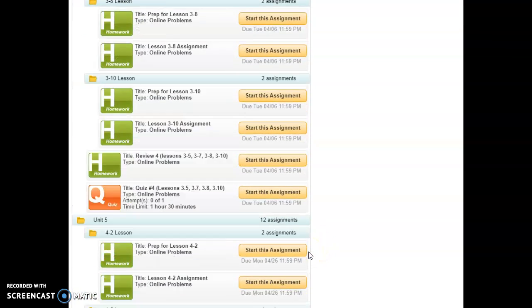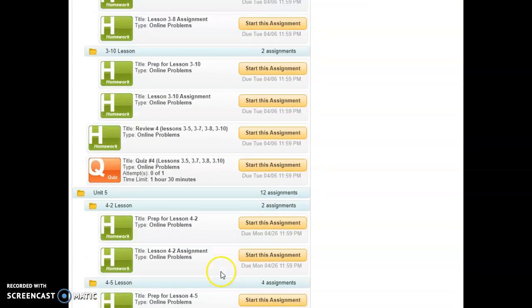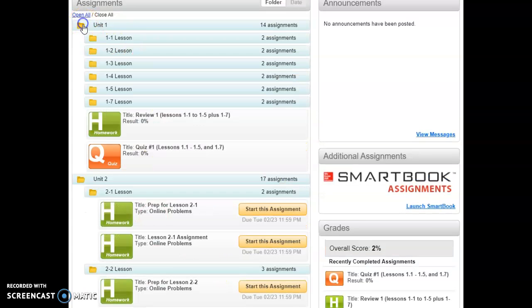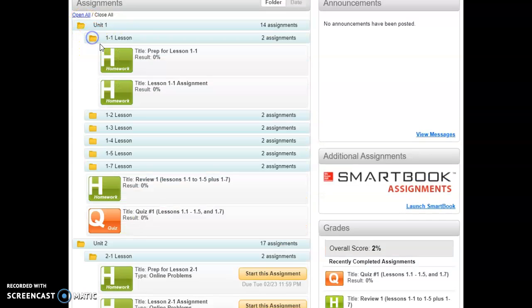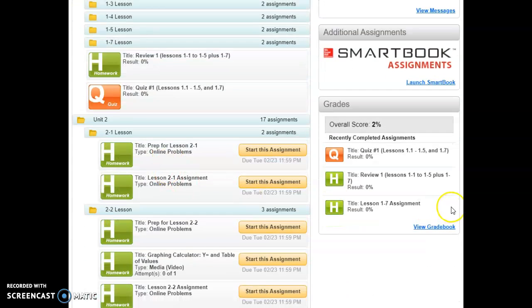Now, if it is an assignment that's already passed, like for example, the Unit 1 assignments, you would have to go up here and you can see your grades right here for each assignment that's already passed. You can also see your overall score on the right hand side here.